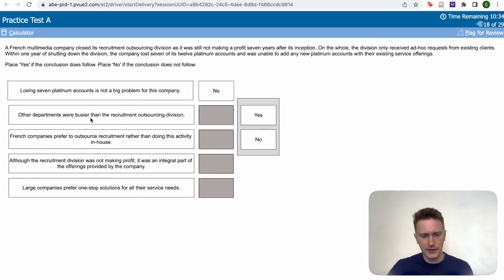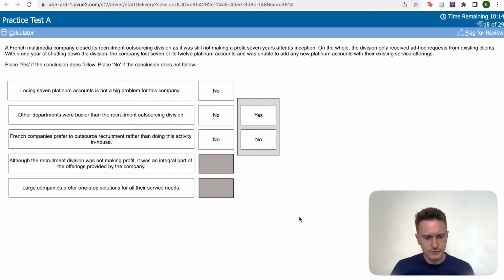Other departments were busier, but we don't know anything about other departments. With decision making, it's easy when they're talking about something outside the text. Don't worry about it too much. It never follows. So other departments, we don't know anything about other departments, so it doesn't follow. French companies prefer to outsource recruitment rather than doing this activity in-house. Well, again, we don't know anything about French companies in general.